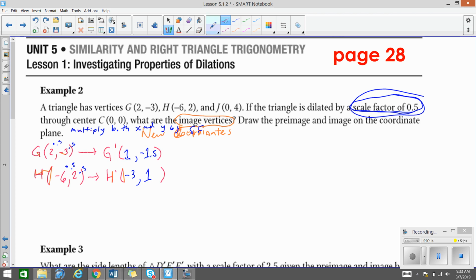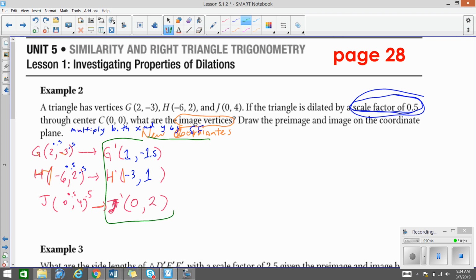And lastly, your last one is J. J is (0, 4). I love 0 because anything times 0 is 0. So to get J prime, multiply by 0.5: 0 times 0.5 is still 0, but 4 times 0.5 is 2. So these are your new coordinates.